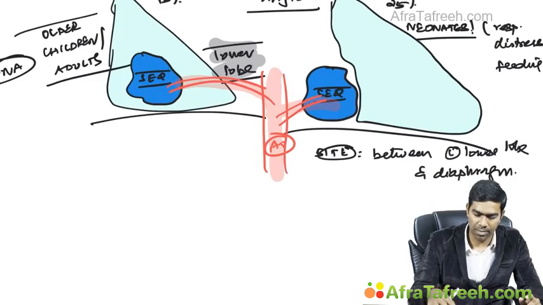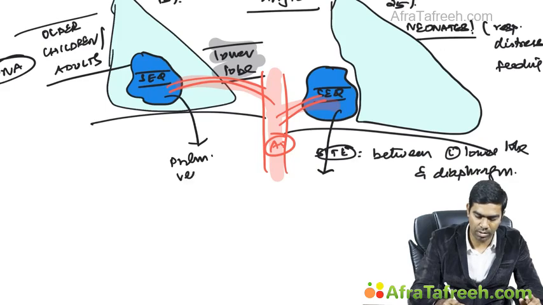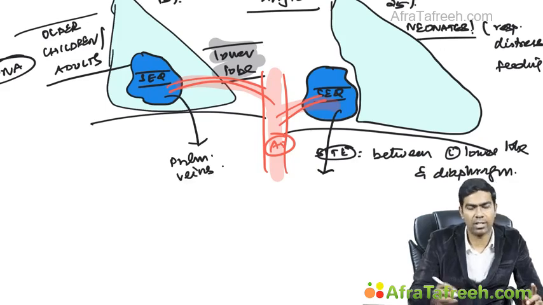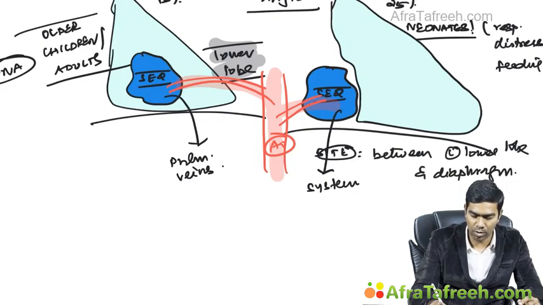Clear? And typically, you have to know the venous drainage also. The venous drainage of intralobar sequestration is through the pulmonary veins, whereas the venous drainage of extralobar sequestration is through the systemic veins, for example the IVC, azygos, like that.